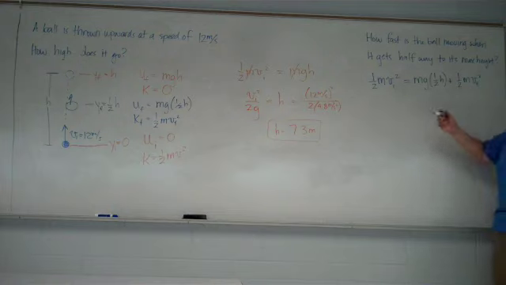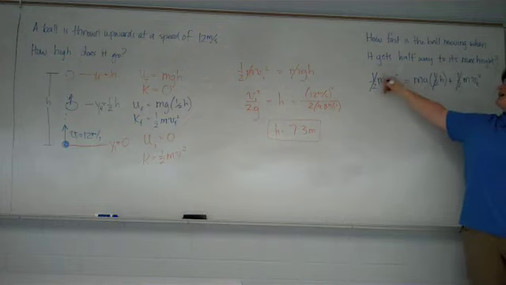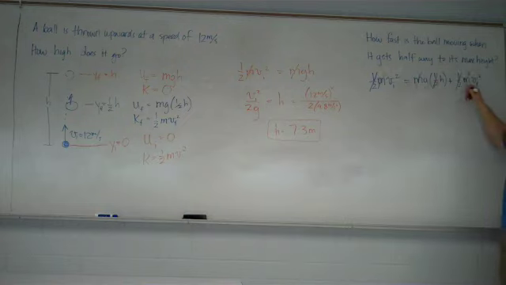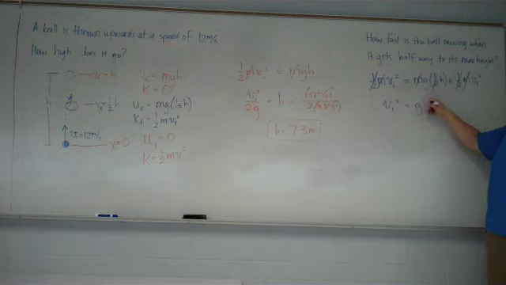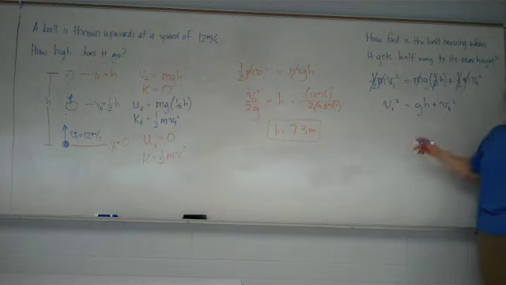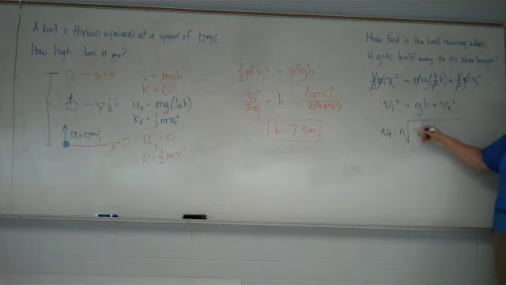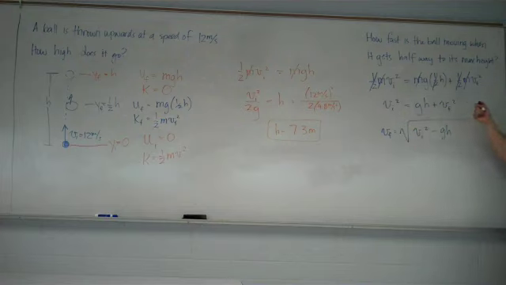But we can easily find it. Our 1/2s are going to cancel. Our masses are going to cancel. So v initial squared is going to equal gh plus v final squared. So v final will be the square root of v initial squared minus gh. This should look somewhat familiar in terms of our kinematic equations.